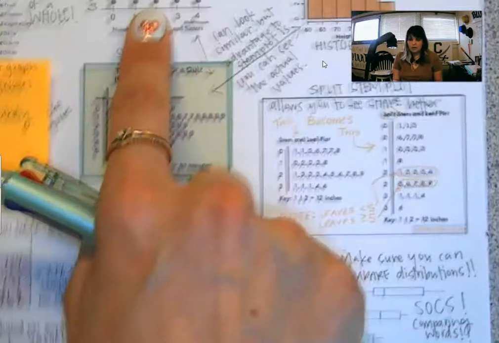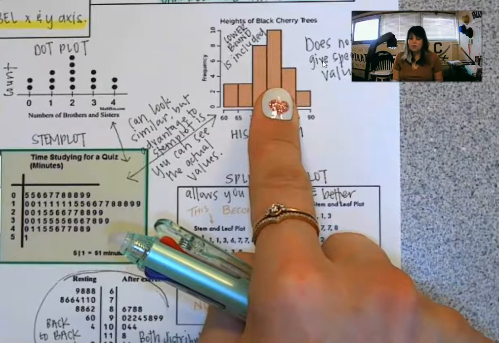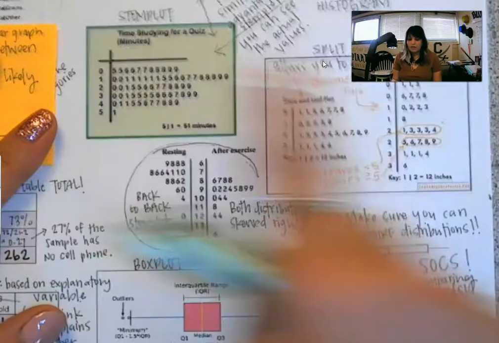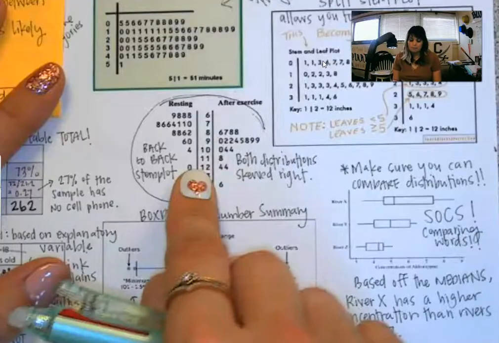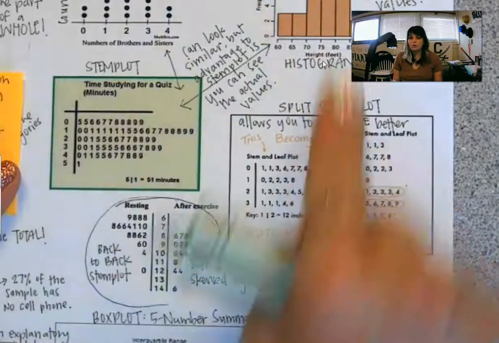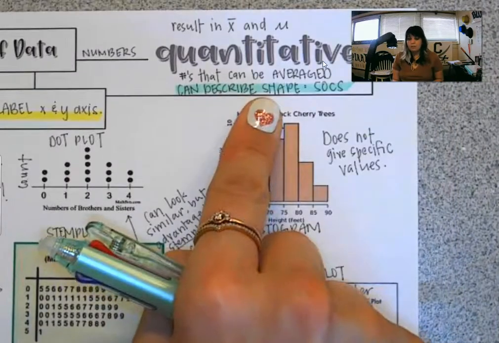So dot plot, quick and easy. Histogram, I personally think the most complicated, but also one of the most common. Stem plots, you have a lot of options. Regular stem plot, split stem plot, back-to-back stem plot. Remember, you have to know how to make and analyze all of these. And by analyze, I mean describe specifically with your shape, center, spread, outliers.